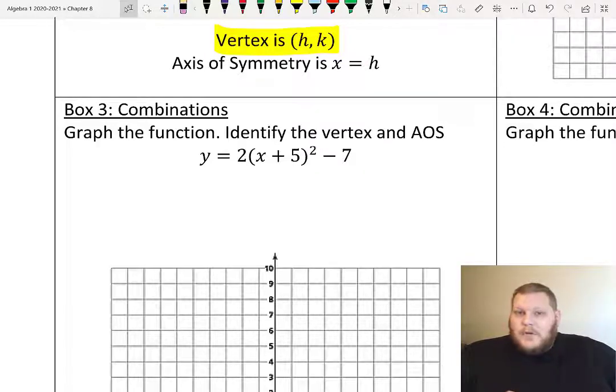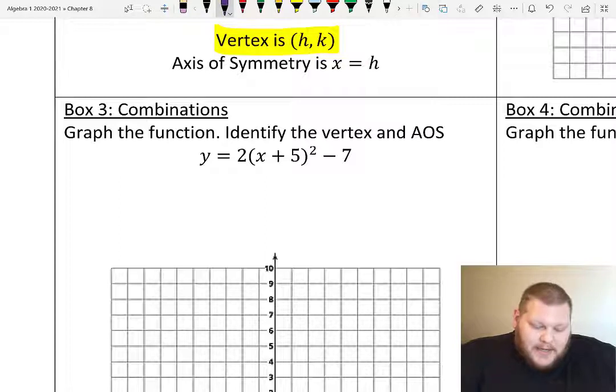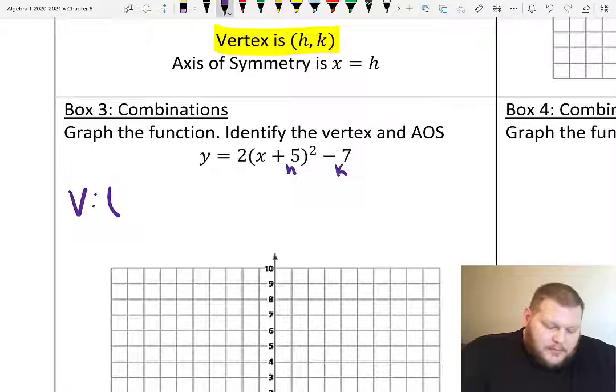So this is a combination now. You can see we've got numbers in there for my A, my H, and my K. So my H and K values, again, are always H is on the inside, K is on the outside afterwards. So my vertex is always H comma K.